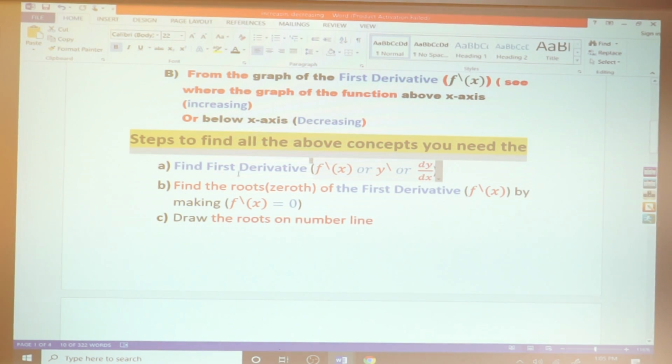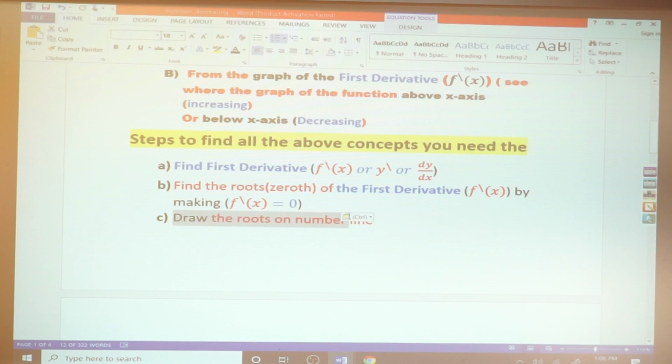Find the first derivative, f prime of x or y prime or dy by dx. This is the first step, and you should be familiar with this. After this, you finish already how to find the derivative. After that, you make the derivative equal to 0 to find something we call the roots or zeros of the first derivative. Draw the roots on the number line.